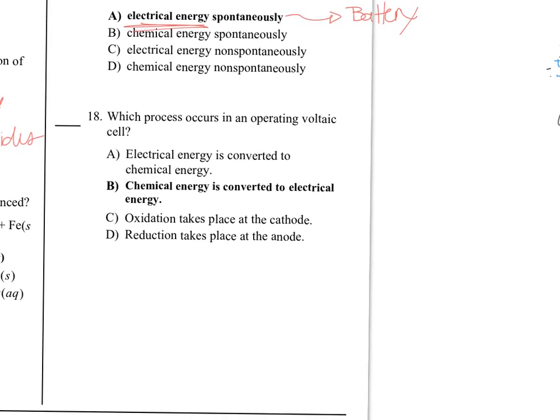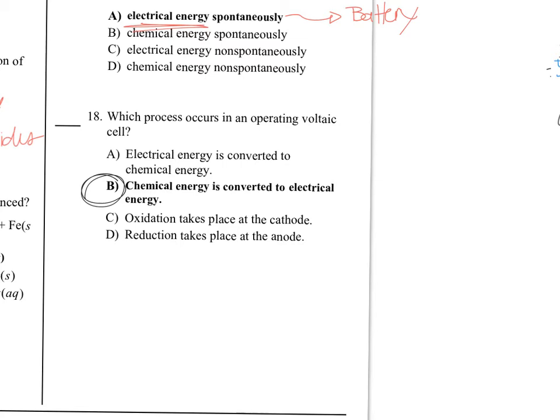All right, 18. Which process occurs in a voltaic cell? Again, same question basically. Chemical energy converted to electrical energy. Your cell phone runs on a battery that is voltaic. It takes a chemical reaction and it produces electrical current. That's why my laptop runs. That's why this iPad works. This is why everything that runs on a battery works, because it produces that electrical energy that we need as the end result, as the point of the process.